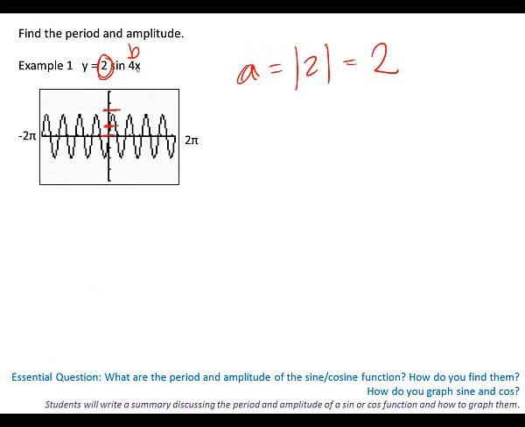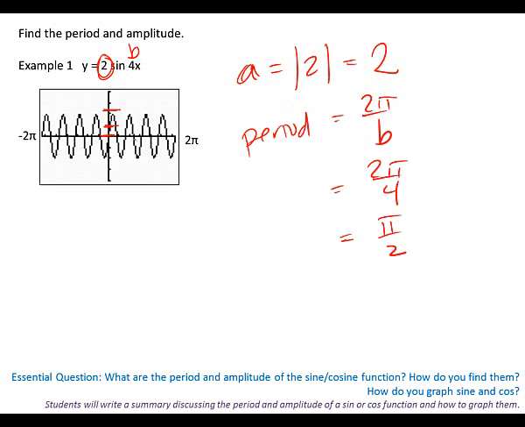It's just the 4, not the X. It's the number in front of the X. Okay, so B is 4. So to calculate my period, I do 2 pi over B. So 2 pi over 4. So what does that reduce to?